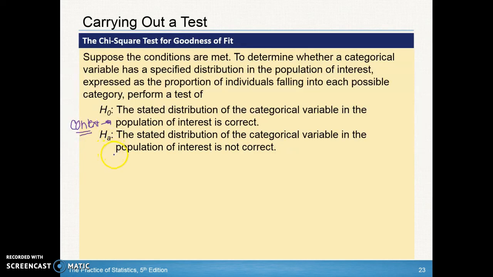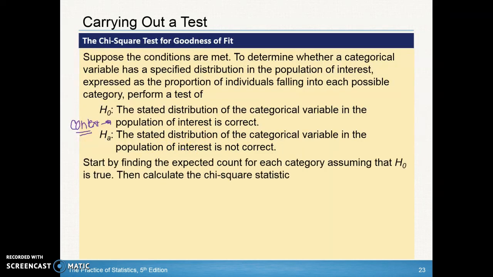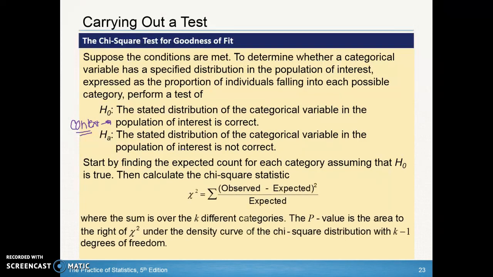Okay, the alternative is that the stated distribution of the categorical variable, or the stated distribution of the M&Ms, is not correct. And it doesn't mean every single solitary count is off. It could just mean just one of them is off. All right. Then what you're going to do is find the expected count in each category, assuming that the null is true. Then calculate your chi-square statistic, and then go ahead and write your conclusion.